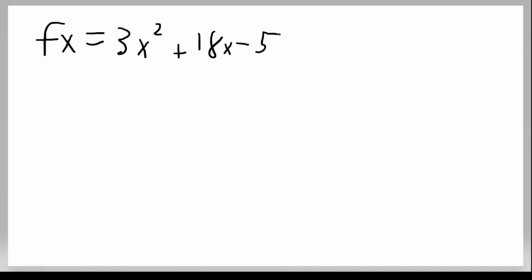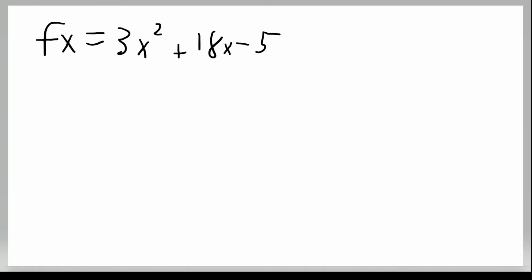Let's get an example up here. Let's go with f(x) = 3x^2 + 18x - 5. Now this is a standard equation, and you can tell from a right here that it's going to be a minimum value. It's going to look like that.